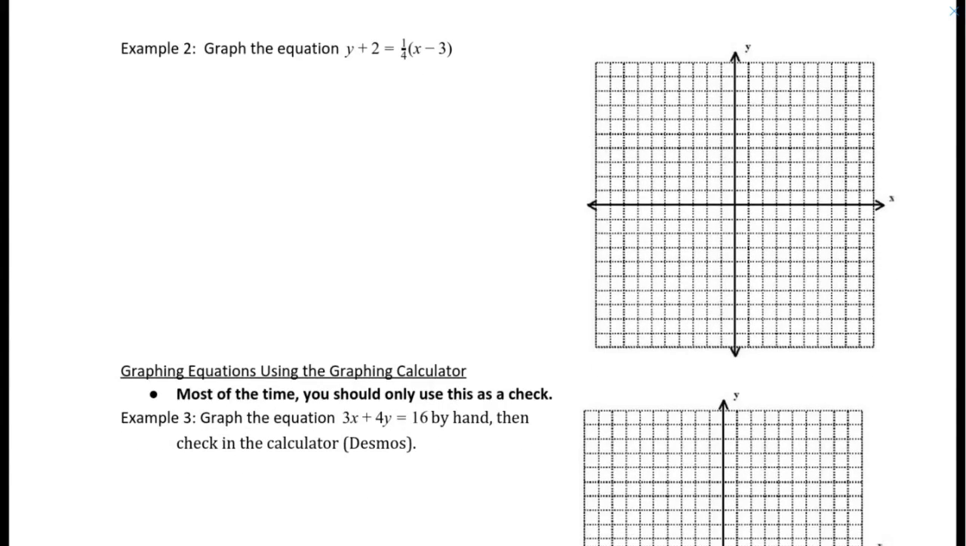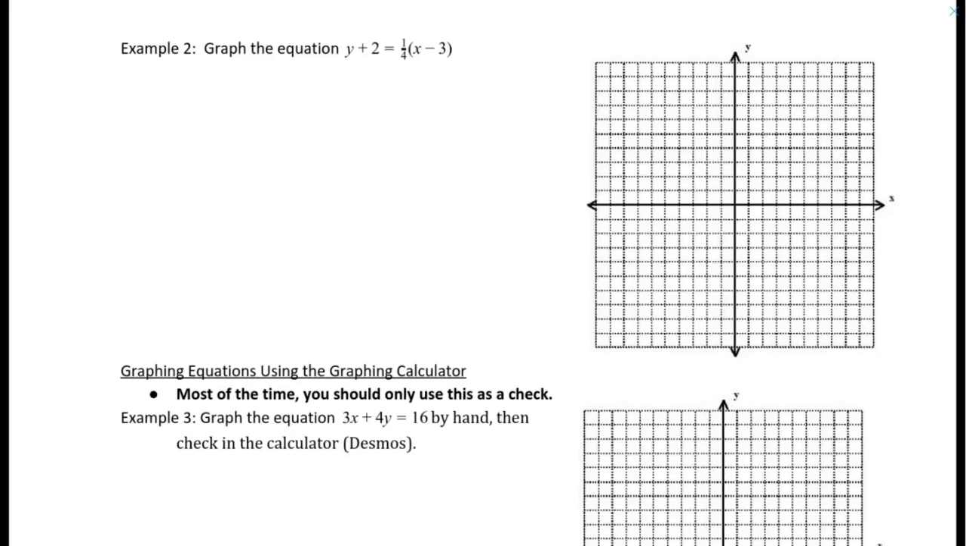So in the next problem, we're going to graph the equation y plus 2 equals 1/4 times the quantity of x minus 3. The first thing that you should notice is that this is not in slope-intercept form. So what we typically want to do is get this into that form, and the way that we do that is basically solving for y.